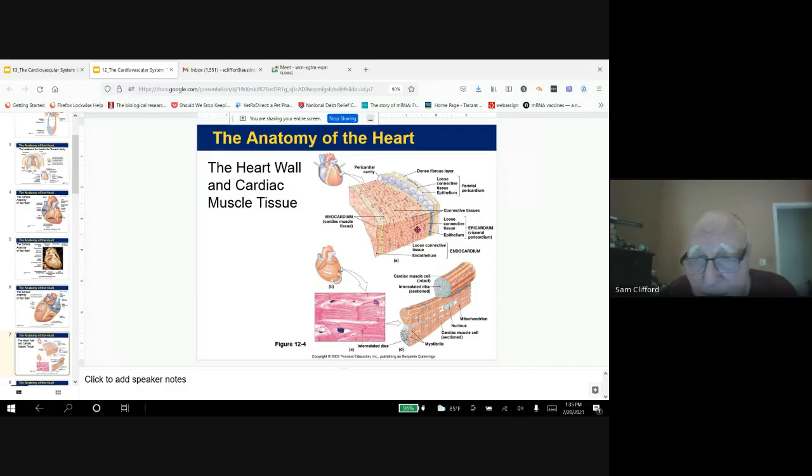So the heart is mostly muscle. It has a wall, so it's surrounded by the parietal pericardium. So that's a layer, and then you have an opening, and then you have the visceral pericardium. Okay, so here's the pericardial cavity that allows the heart to beat and reduces friction. This is cardiac muscle. We'll talk more about that in a moment.